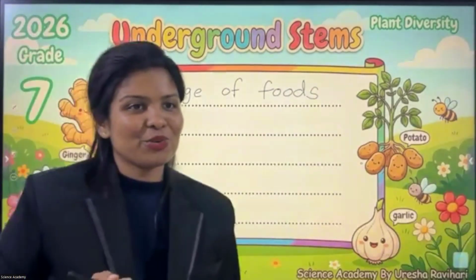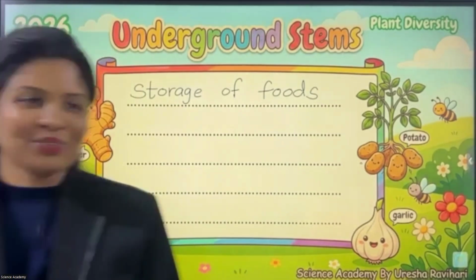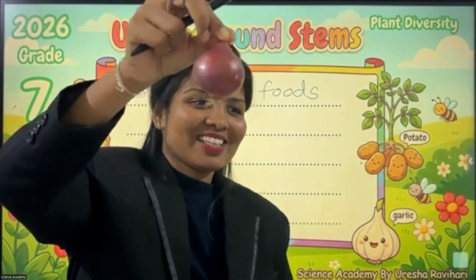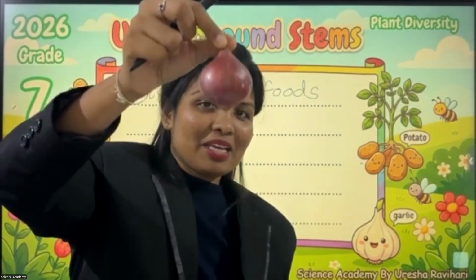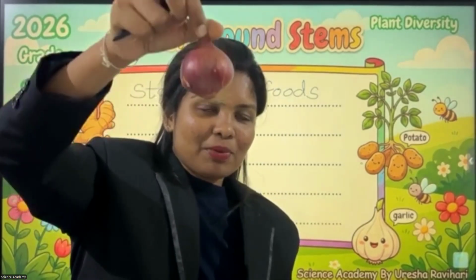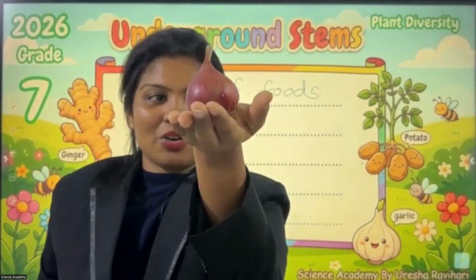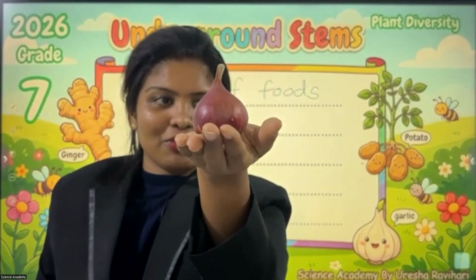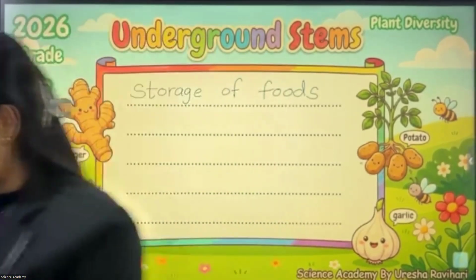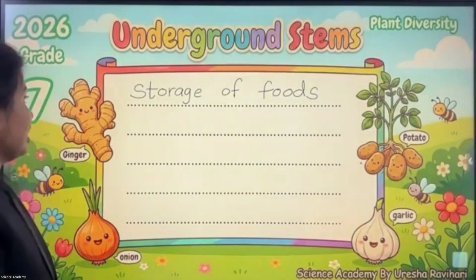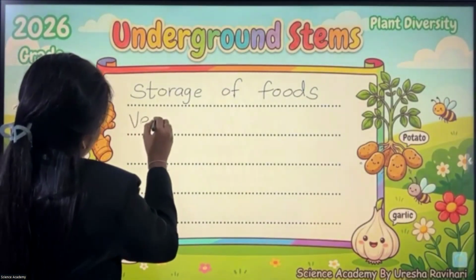Children, if you need to get an onion plant, what can we do? We establish this underground stem on the ground. We establish the onion like this on the ground, and after some time we can see leaves coming out. Here we can write down vegetative propagation.